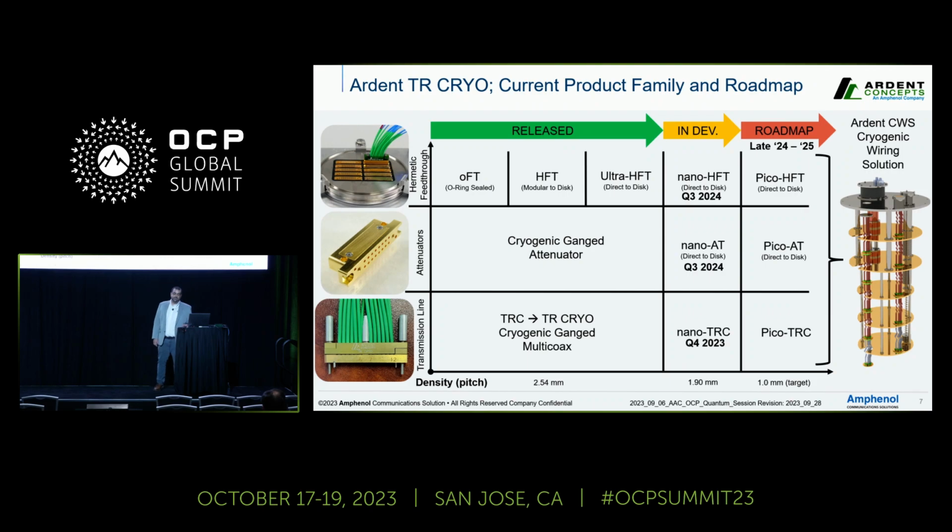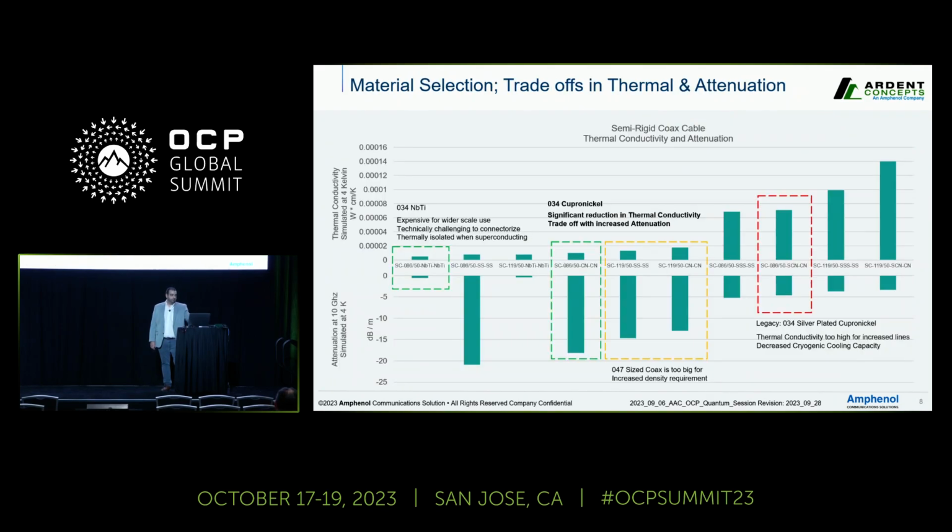While the ganged approach significantly boosts density over SMA and SMPM technologies, there are limitations based on coaxial cable size and construction when aiming for next-generation density. Let's dive a bit deeper into how the size and material construction of coax cables can impact our ability to develop increasingly denser ganged solutions in quantum systems.